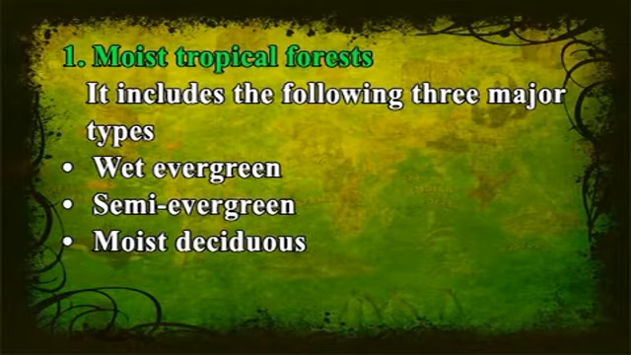Moist tropical forest. The moist tropical forest includes the following 3 major subtypes: wet evergreen forest, semi-evergreen forest, moist deciduous forest. Wet evergreen forest. Evergreen forests grow in the high rainfall areas of the Western Ghats, northeastern India, and the Andaman and Nicobar Islands and are wet evergreen forest.